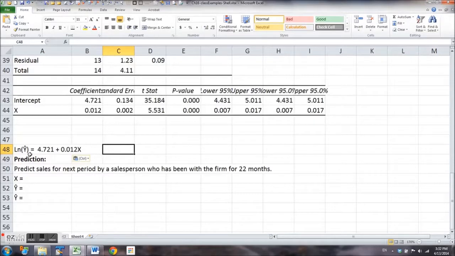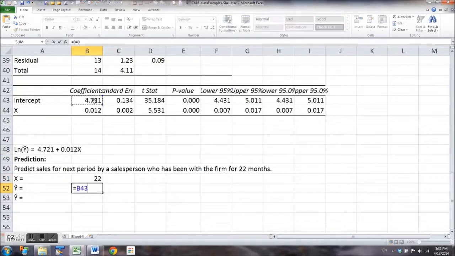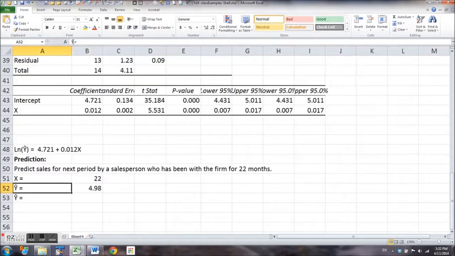Now how do we use this equation for prediction? So predict sales for the next period, for the salesperson who has been with us for 22 months. So x is 22, use the intercept b sub 0 plus b sub 1 times x. Okay, and remember these are b sub 0 prime and b sub 1 prime. You get y hat prime. So there should be a prime there.